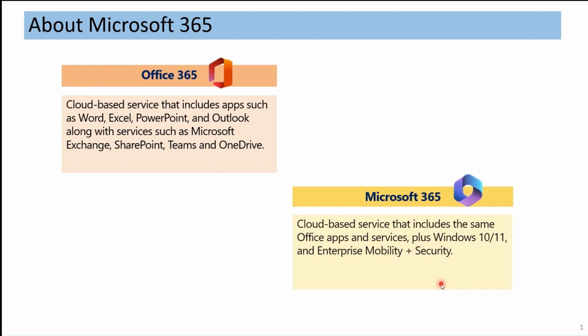Office 365 provides you the cloud-based service that includes productivity apps such as Word, Excel, PowerPoint, and Outlook. Also, it provides you collaboration tools like SharePoint, MS Teams, and OneDrive. On the other hand, Microsoft 365 includes all services mentioned in Office 365 plus Windows 10 and 11. And the major difference here is the enterprise mobility plus security.